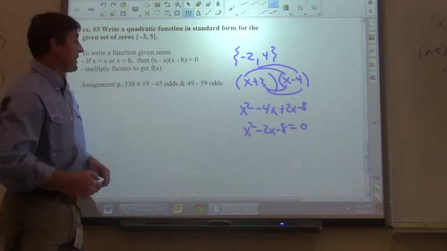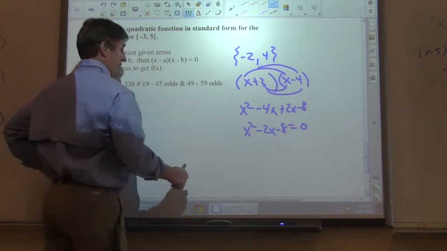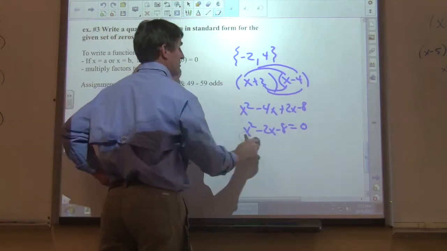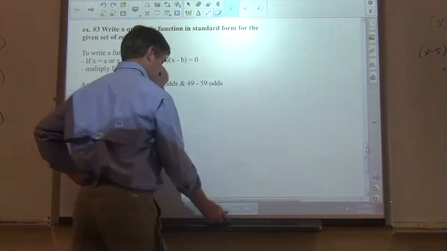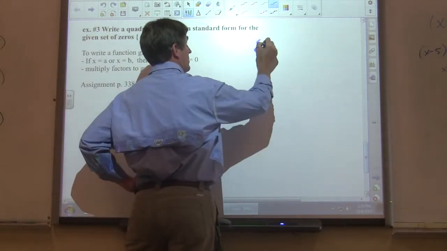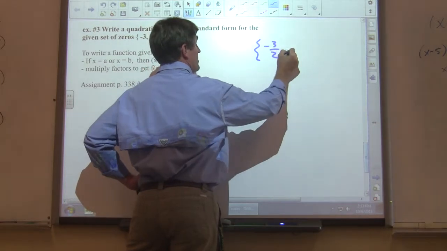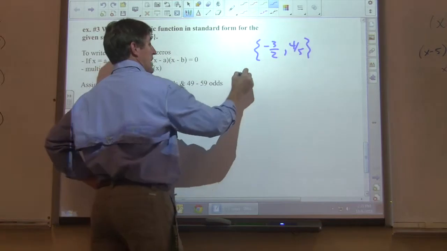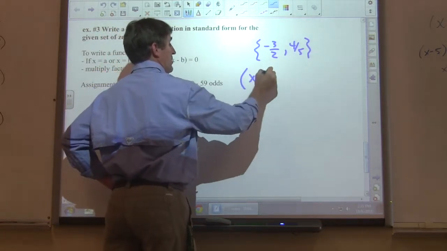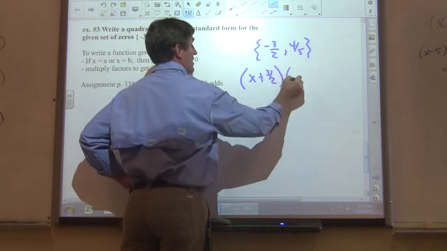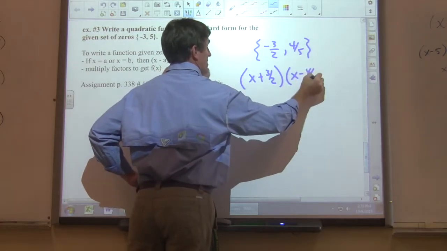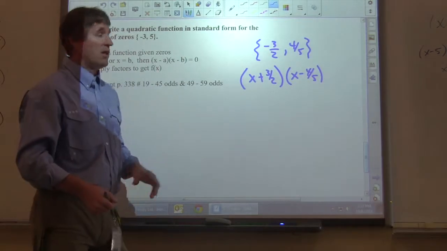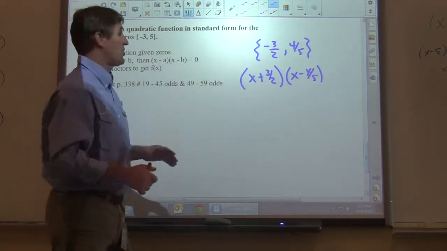Now, they can make this harder by adding fractions in. If they did this to you, negative 3 halves and positive 4 fifths, you can do it the same way. It's just x plus 3 halves and x minus 4 fifths. But when you multiply this, you're going to get a lot of fractions. So you can avoid that by understanding the shortcut.